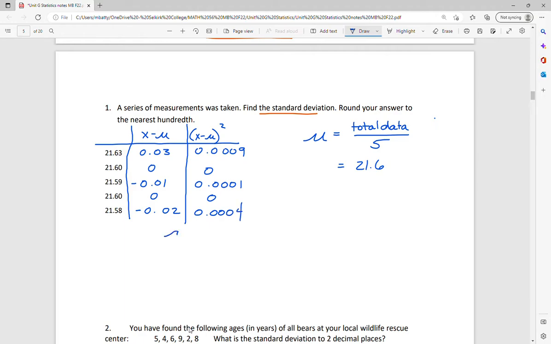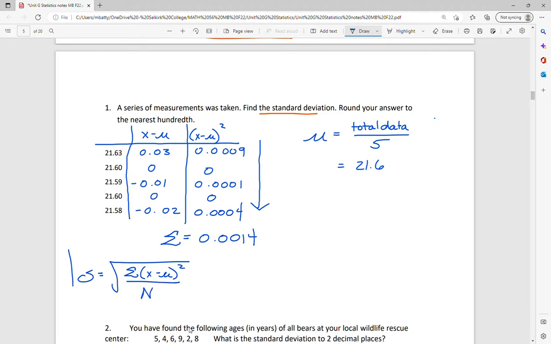What I do now is total this. So the sum of all of these numbers gives me 0.0014. So looking back to that original calculation, I've done everything, because sigma was equal to the square root of the sum of (x minus mu) squared, right, divided by the number.